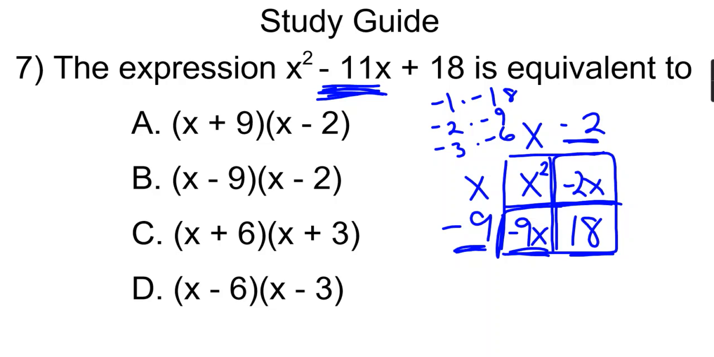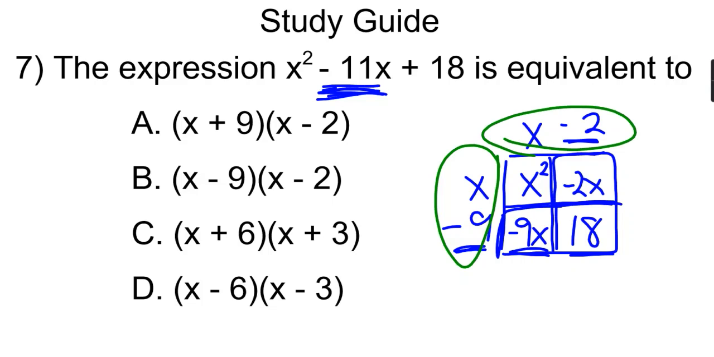I know it got a little messy over here when I listed the factors, so let me just take that away. Okay, and now you can see a little more clearly. We have x and negative 9 on one side. That's one factor. X and negative 2 on the other side. So our two factors are x minus 9 times x minus 2, choice B.